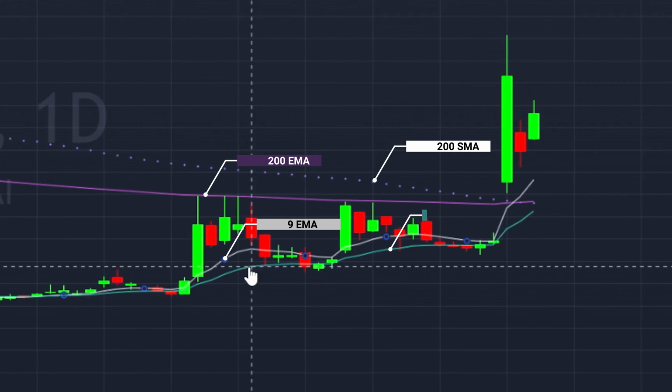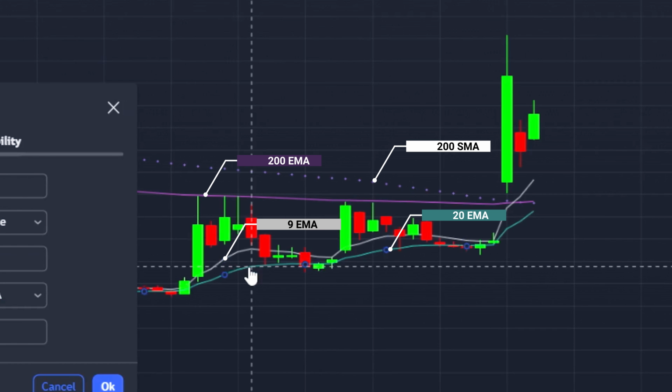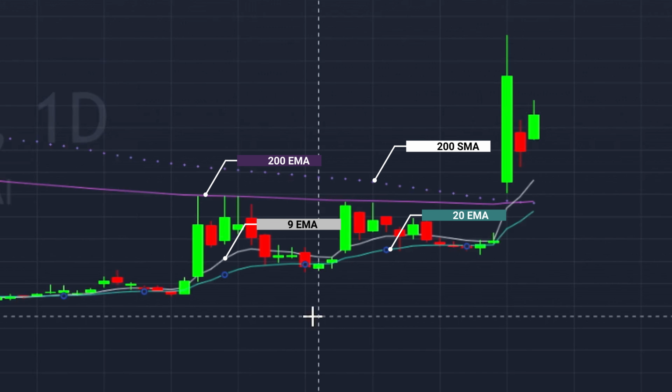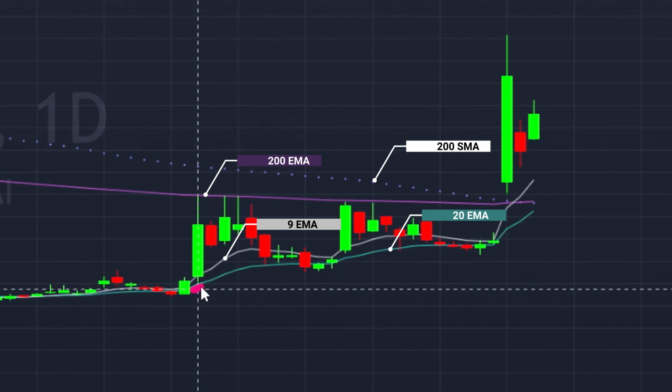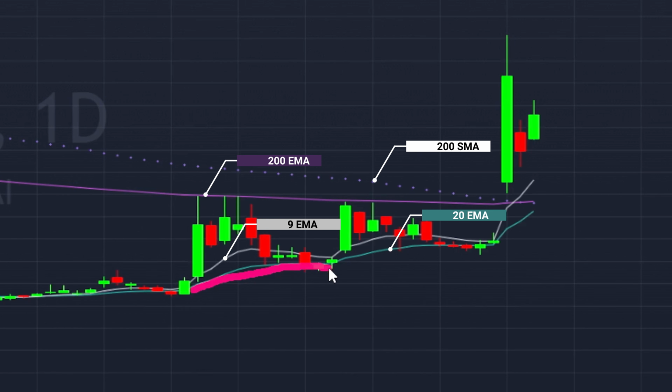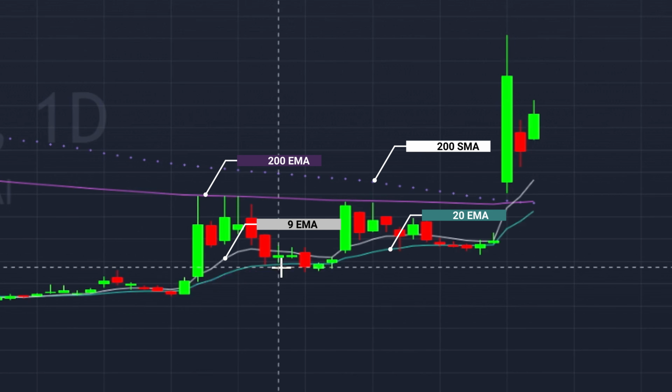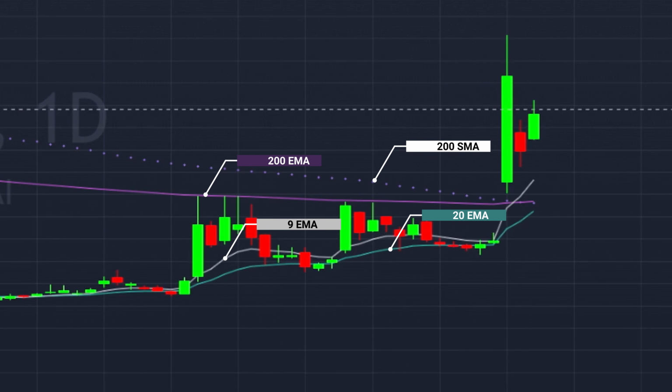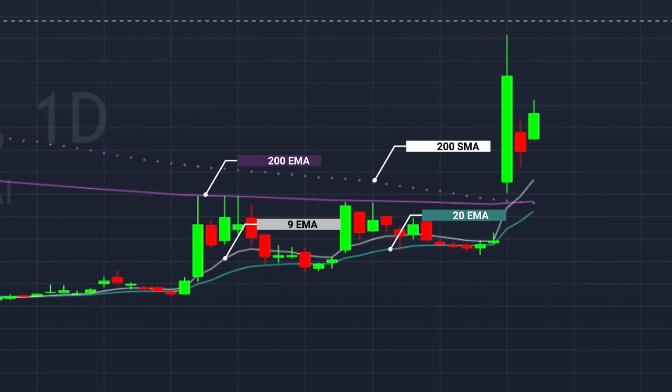And then we have the 20-period exponential moving average down here in blue. And this is one that I actually use a lot more on my intraday timeframes, to be honest, a lot less on the daily chart. But to keep things simple, I use the same indicators on all timeframes, with the exception of the SMA. I don't use that on my intraday timeframes.